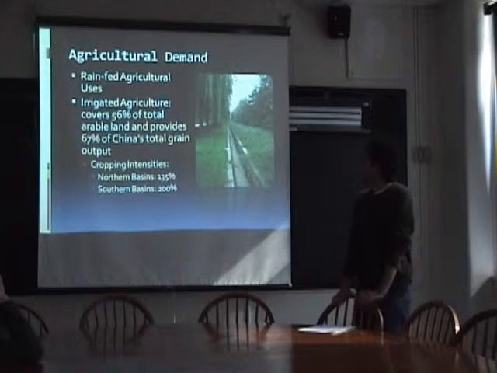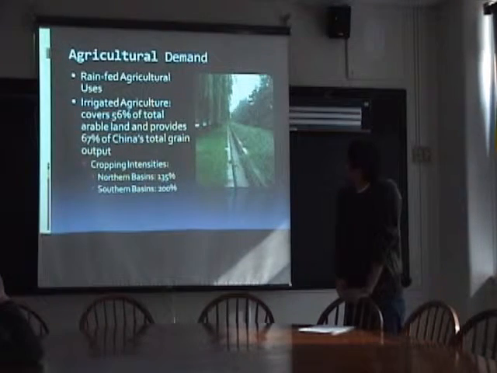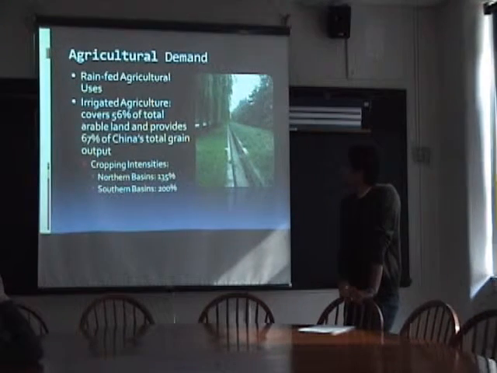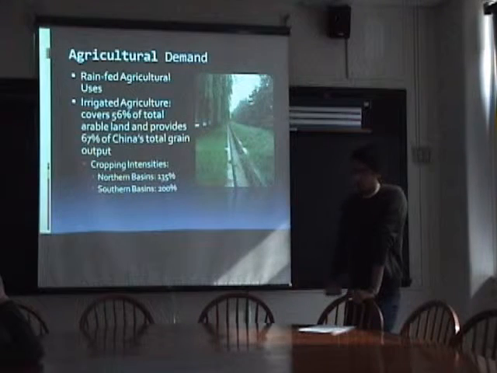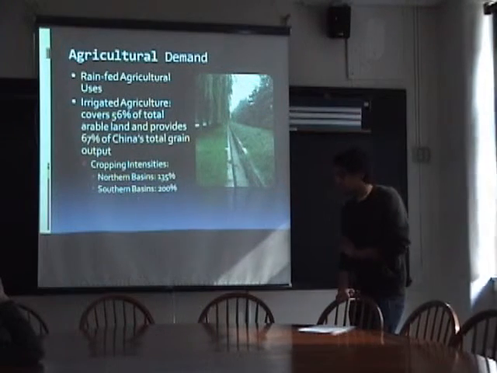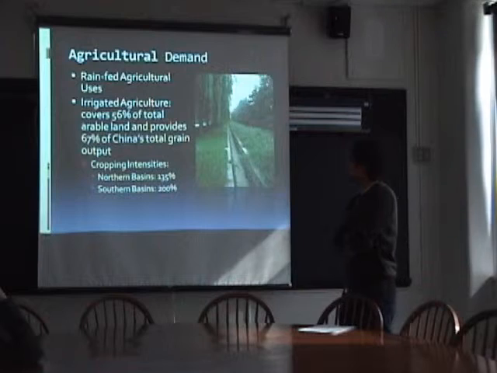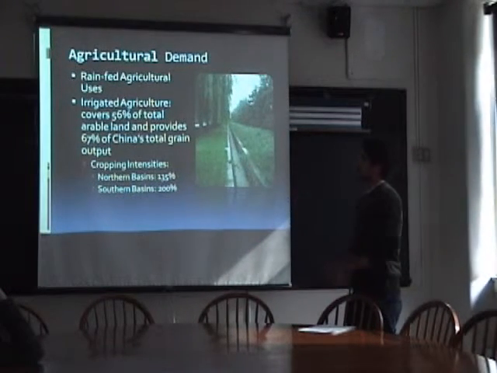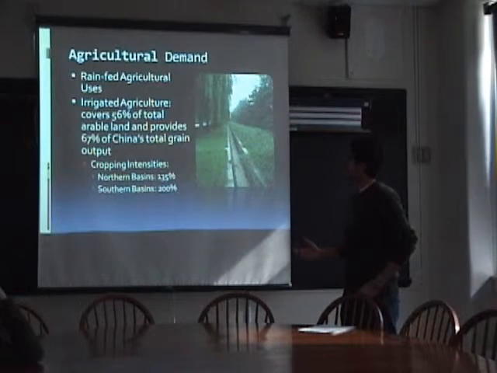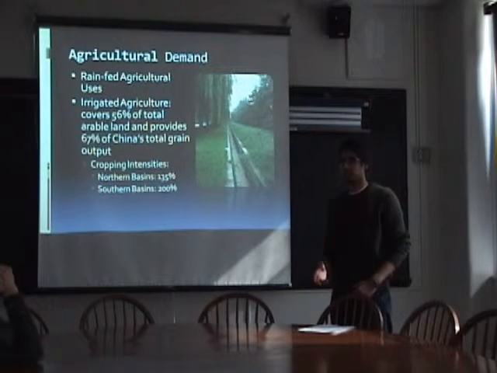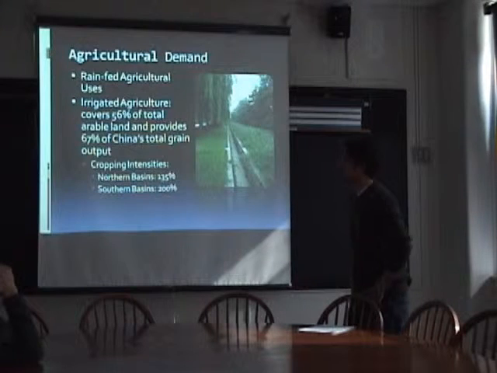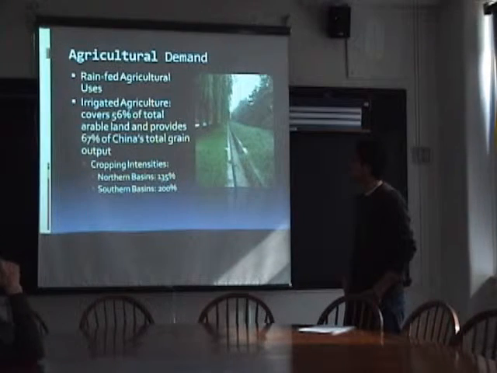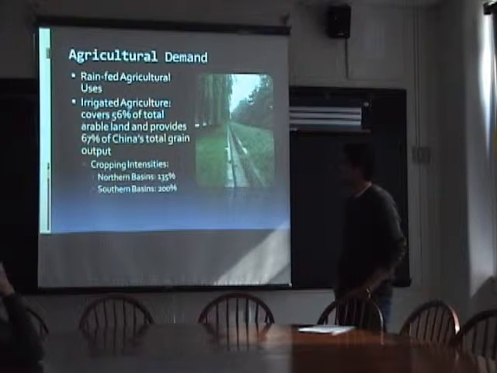Agricultural demand. So this breaks down into rain-fed agricultural uses. Obviously, these uses are not dependent on irrigation infrastructure, but they are more dependent on rain, and it's not as much in the control of the government or any other institution. However, irrigated agriculture can be facilitated by the government.